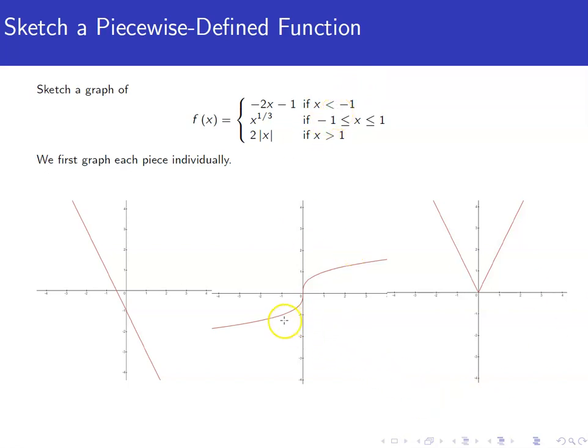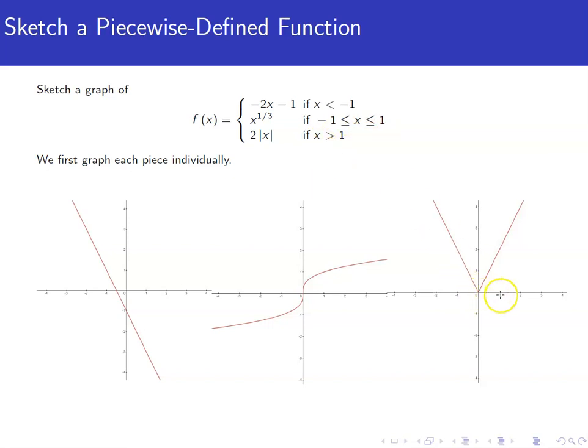For the second piece, we only want the part that's between negative 1 and positive 1 for x's. So we would put a dot at negative 1, negative 1, and a dot at 1, 1. And we'd be closed dots because we have greater than or equal to, have the equal to sign at both endpoints.